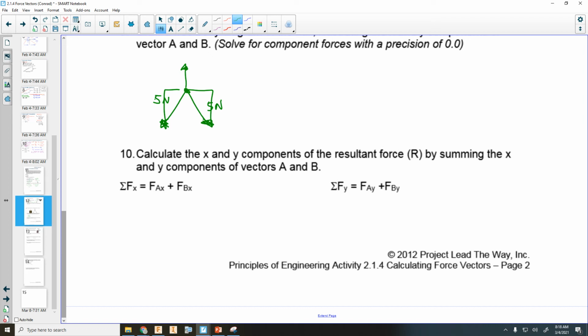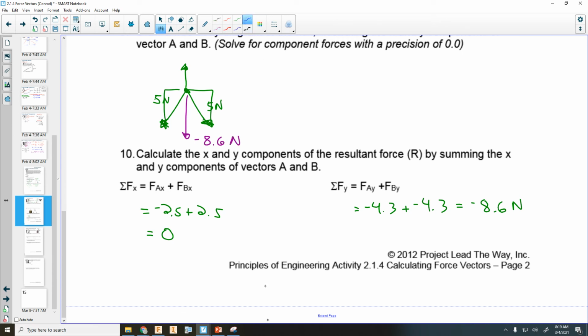So what is the resultant force? What's the 2 x components? What do we have? Negative 2.5 plus 2.5. So that's 0. What's the y components? Negative 4.3 plus negative 4.3 is negative 8.6. So that's the result of just those 2. So the resultant vector, if we wanted to sketch that, is negative 8.6 going down.